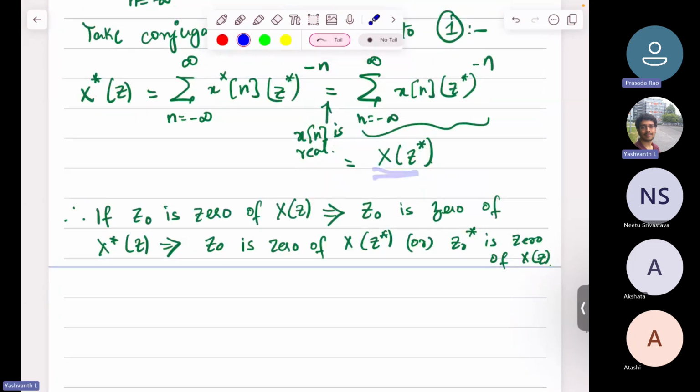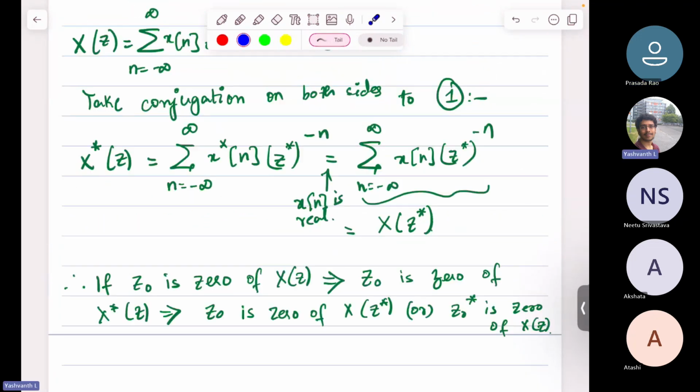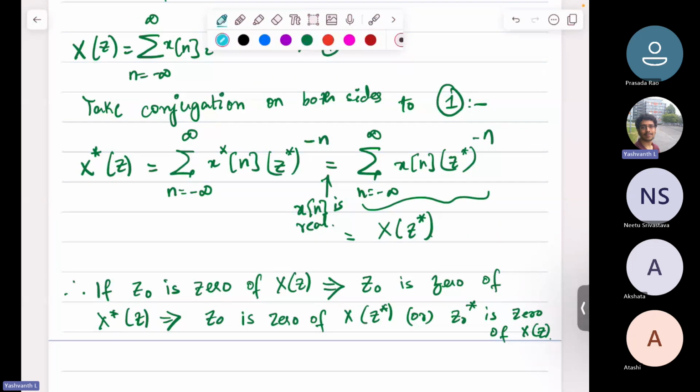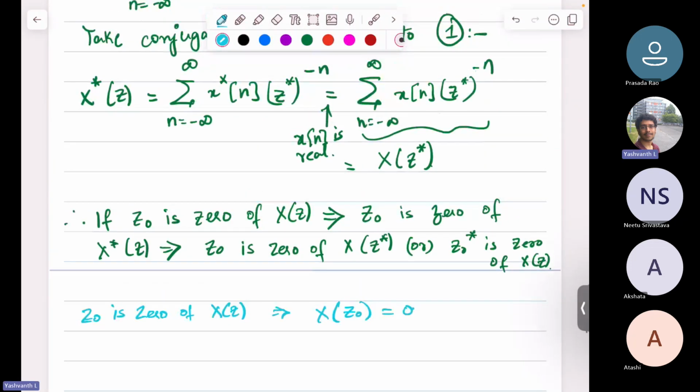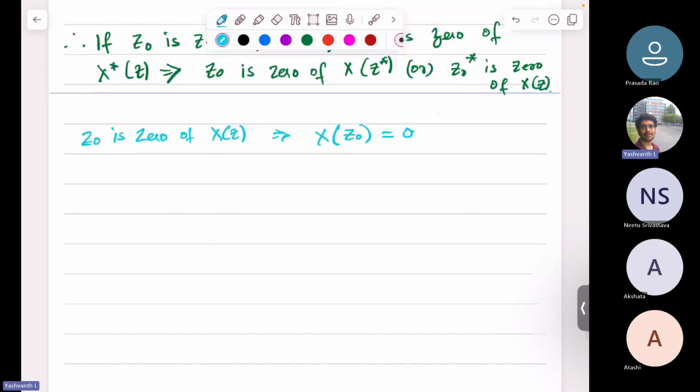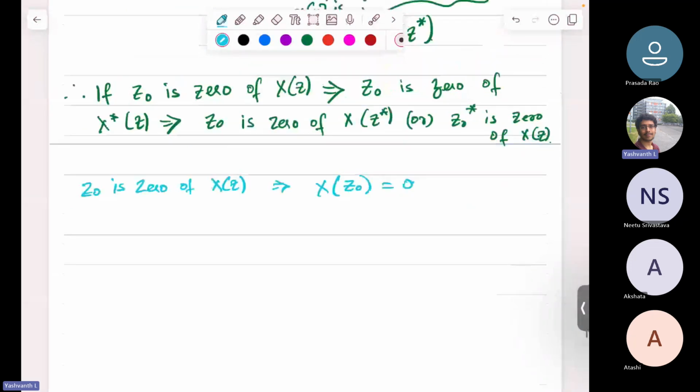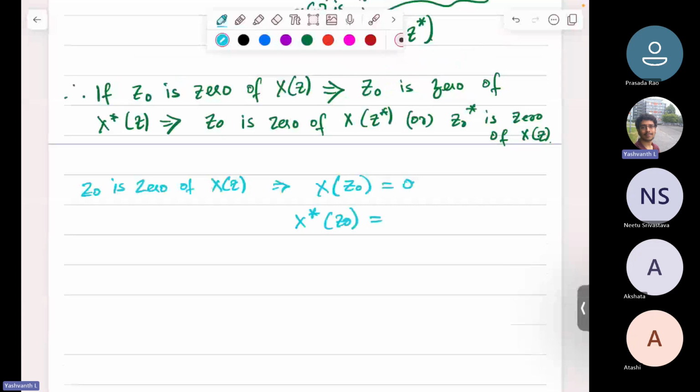So basically, what did I show? Let's go over it. I'm saying z naught is a 0 of x of z. That means x of z naught is equal to 0. Now, I take conjugate on both sides. So it means x conjugate of z naught is also equal to 0. Do you agree with this?